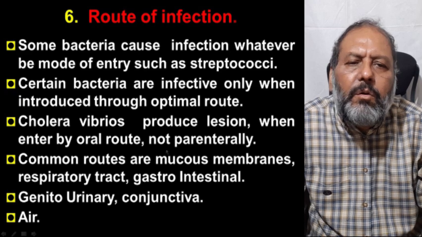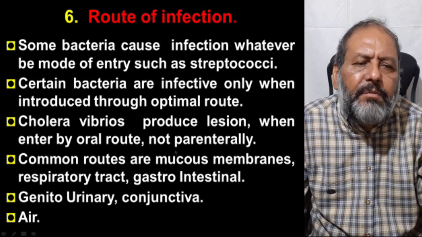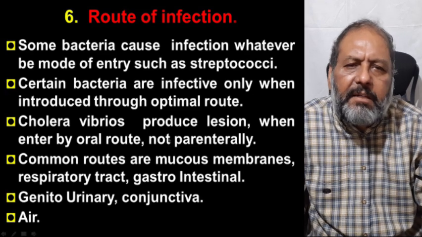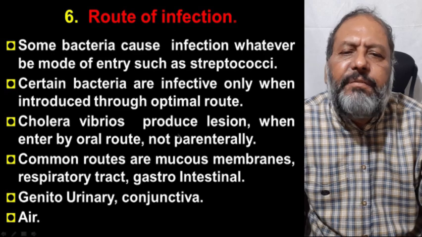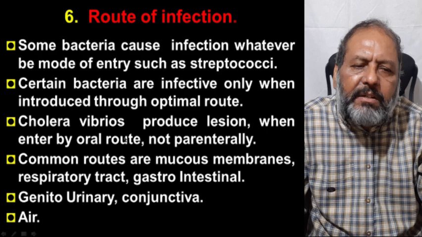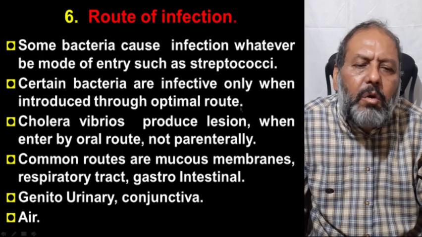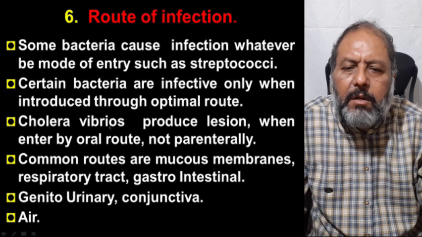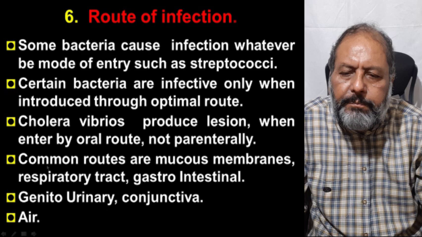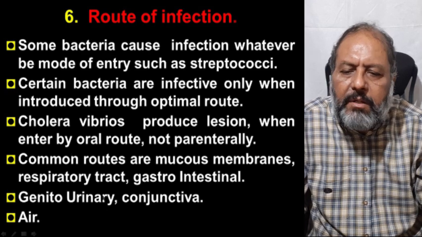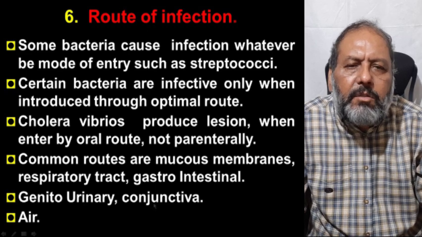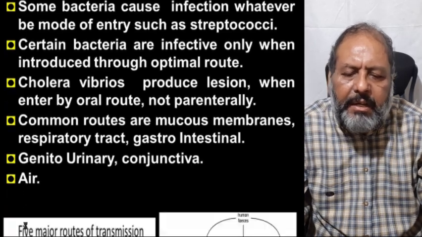Now, 6 is the route of infection. Some bacteria cause infection whatever the mode of entry, such as the streptococci. They are capable of causing infection by any route they can enter the body. Certain bacteria are infective only when introduced through the optimal route of their liking. Cholera vibrio produces lesions when entered by the oral route, not parenterally. Common routes are mucous membranes, respiratory tract, gastrointestinal tract, genitourinary tract, through the eyes and conjunctiva, and through the air.